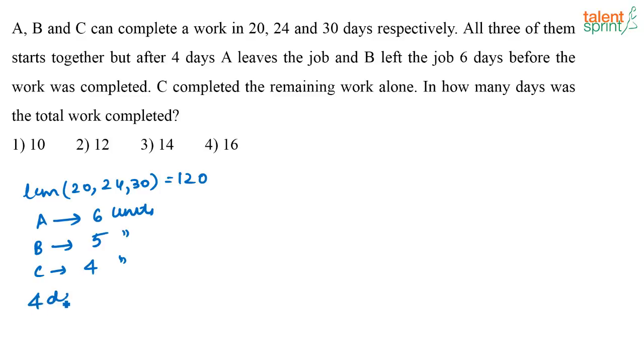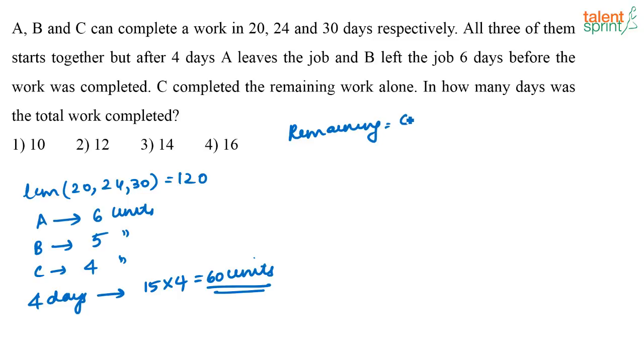So in the 4 days, how many units of work is completed? 6 plus 5 plus 4, that is 15. 15 units is completed in one day. So in 4 days they will complete 60 units. Now how many units is remaining? Remaining units to be completed is 120 minus 60, or again 60 units is remaining to be completed. Now this work is done by B and C. So let us assume that they are taking X days to complete the work. Now B is leaving 6 days before the work was completed.